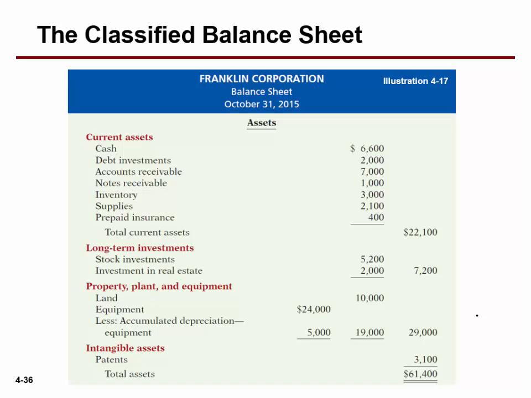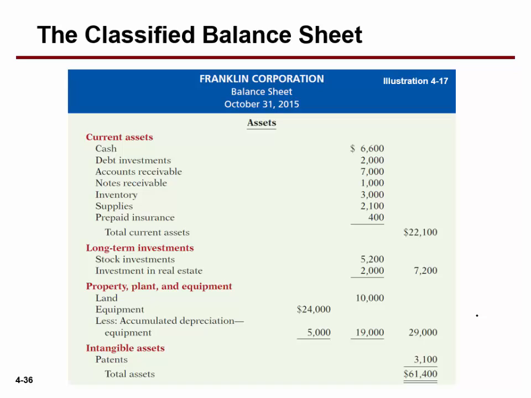Prepaid insurance is typically treated as a current asset because those policies are going to go 1, maybe 2 years at the most, but then they're going to be used up, right? Okay, good. Longer term items, stock investments. You're going to hold those for probably a long time. Investment in real estate, you're going to probably hold those for a long time.